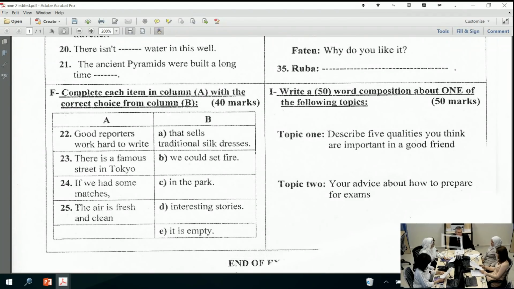We could set fire in the park, and it's empty. Of course, we have one extra. Number 24, Miss Huda.